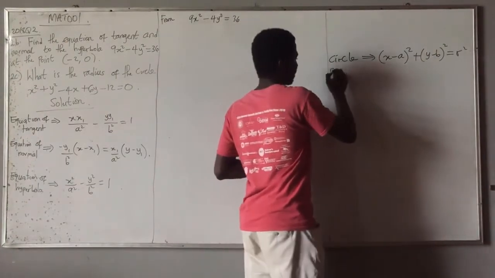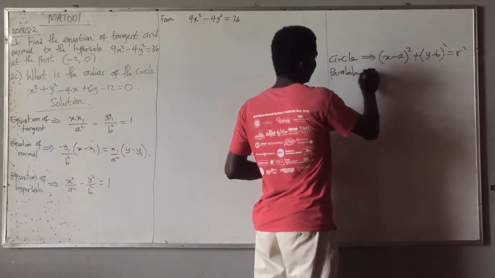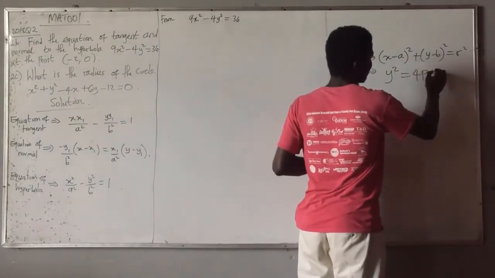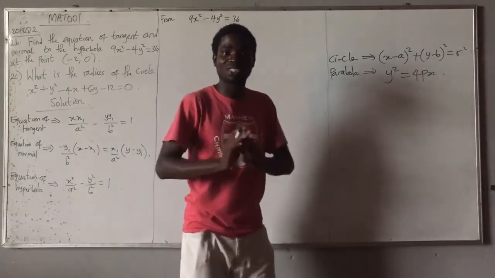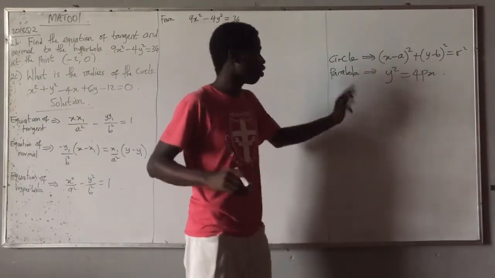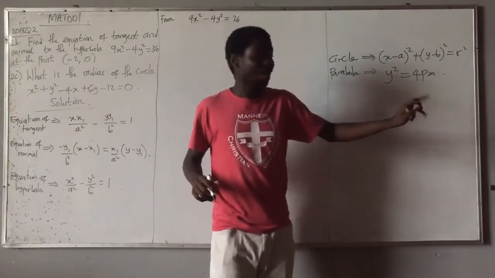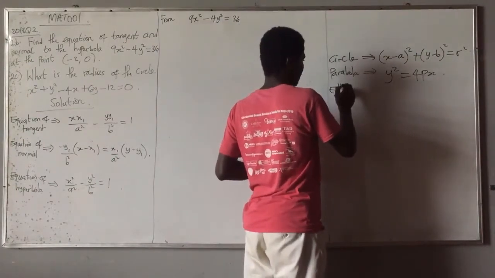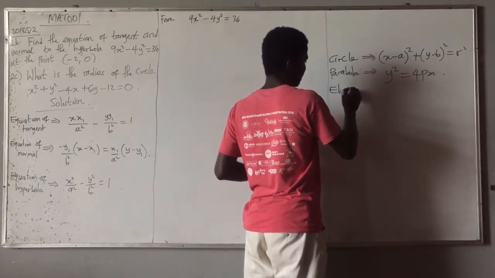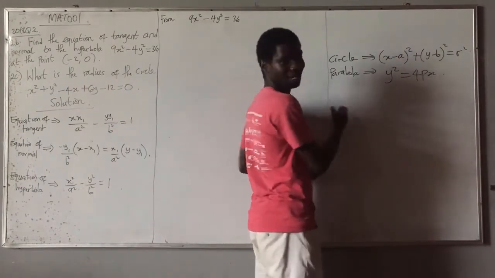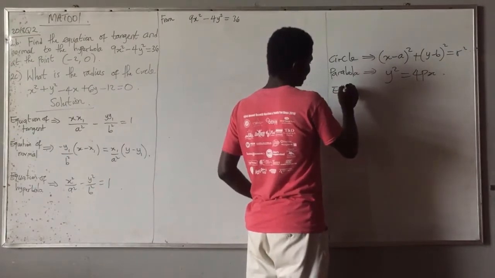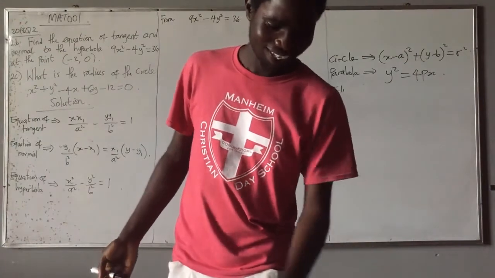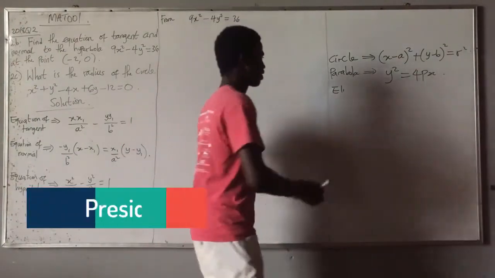Now, for parabola, you have y squared equals 4px. Some people use a, whichever one you want to use is fine. Y squared equals 4px or 4ax, anyone. This is for parabola. Now, for ellipse, I can't spell ellipse. Can you imagine? That's serious. So, well, spell it by yourself. Ellipse.